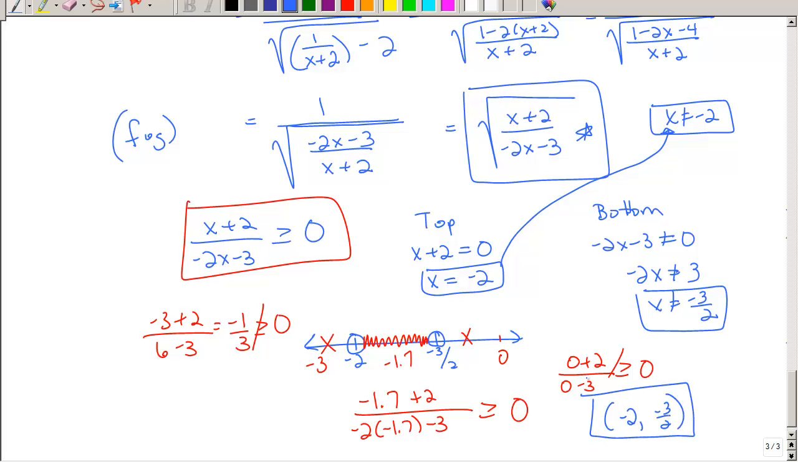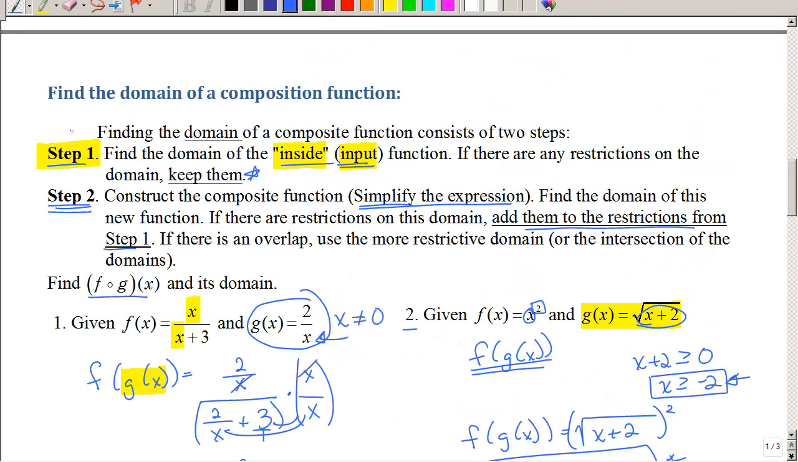Notice I'm using parentheses on both ends because they do not include negative 2 because of the first restriction. They do not include negative 3 halves because it's in the denominator of a fraction. So this reviews everything from the last lesson and gives you more to think about how to find the composition of two functions. Then go back to the 2 steps and don't forget step 1.